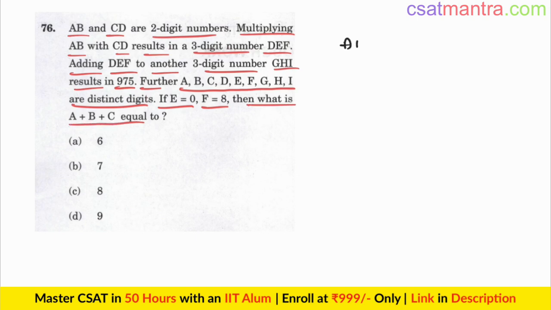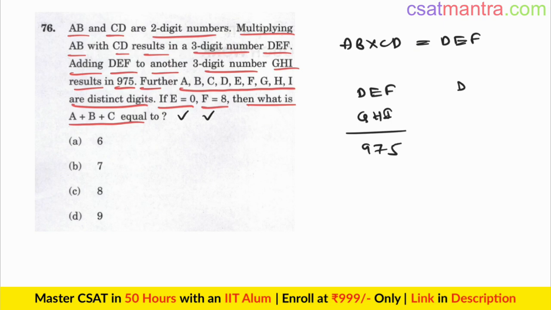to? AB into CD, we got DEF plus GHI, we got 975. Here E and F values are given. E is 0, F is 8, GHI, this is 975. I should be 7 so that you get 15.